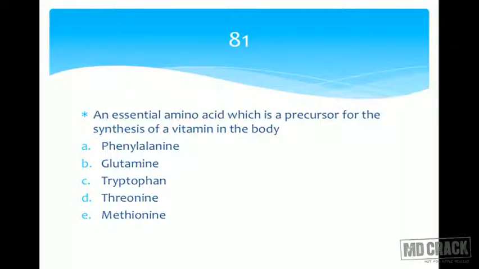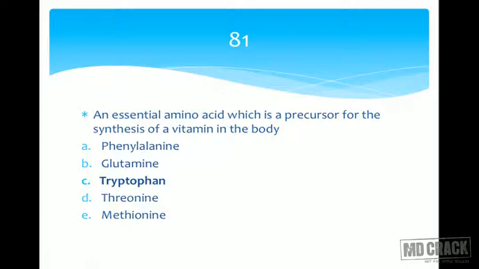Let us go further. Again, this looks like more on amino acids. So, protein chemistry and protein metabolism. The question is, an essential amino acid which is a precursor for the synthesis of a vitamin in the body. There are two things that are important here in this question. One, it should be an essential amino acid, and the second, it should be the precursor of a vitamin in the body. So let's look at it.